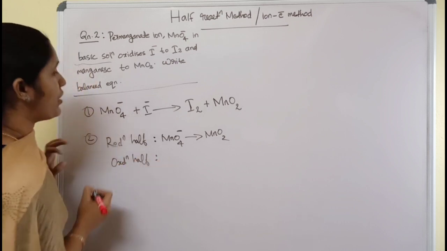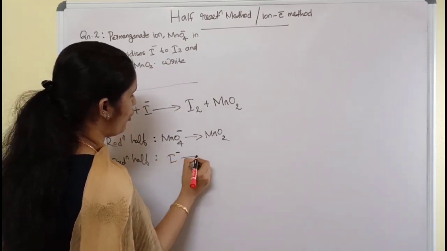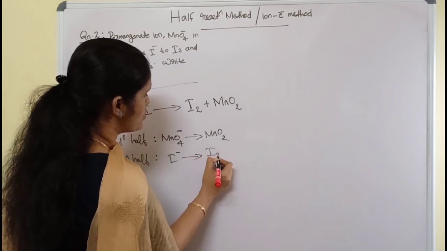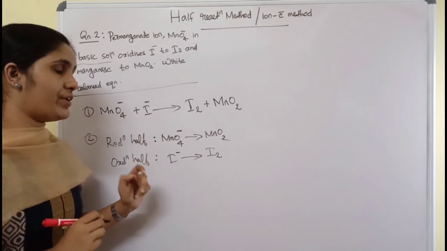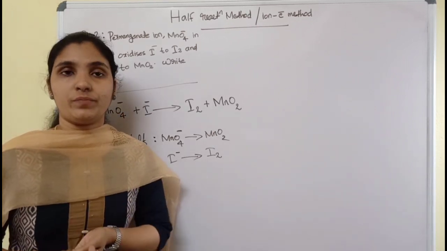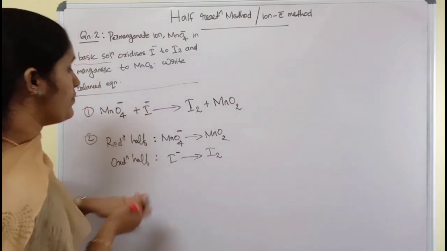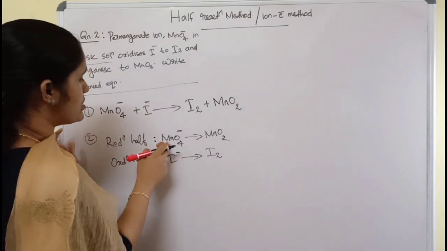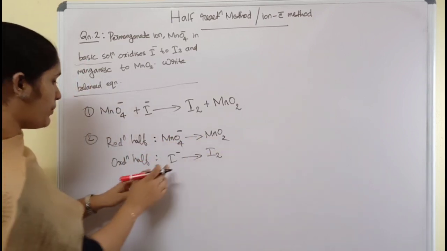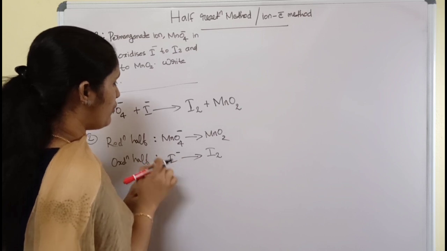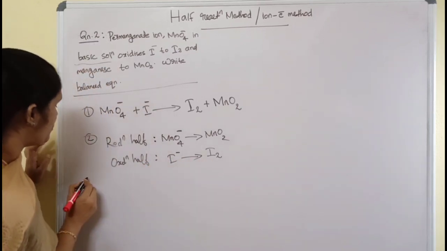So oxidation half, I minus, -1 to 0. That means it undergoes oxidation. I minus changes to I2. So we have identified the oxidation half and reduction half. What is the next step? Balance the atoms other than oxygen and hydrogen. So here, first the reduction half, we will consider Mn and Mn, that is number of manganese is equal. Coming to the second half, here only one iodide, but here 2 iodine is present. So it should be balanced.